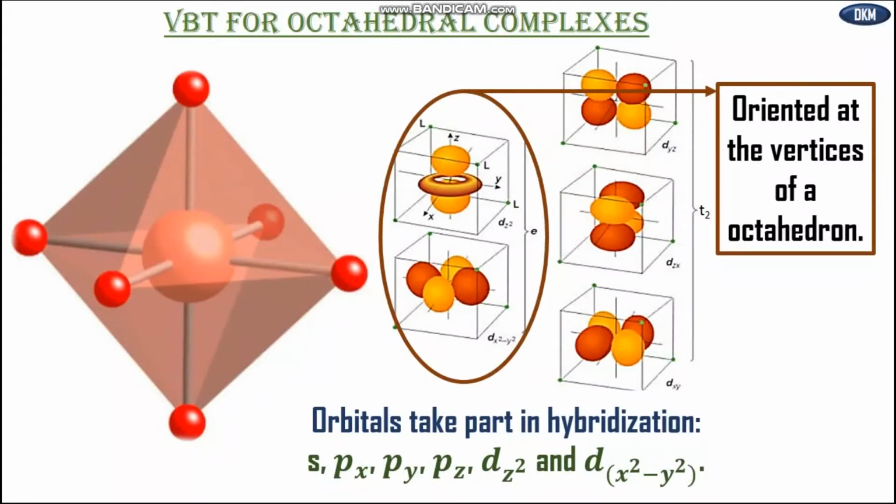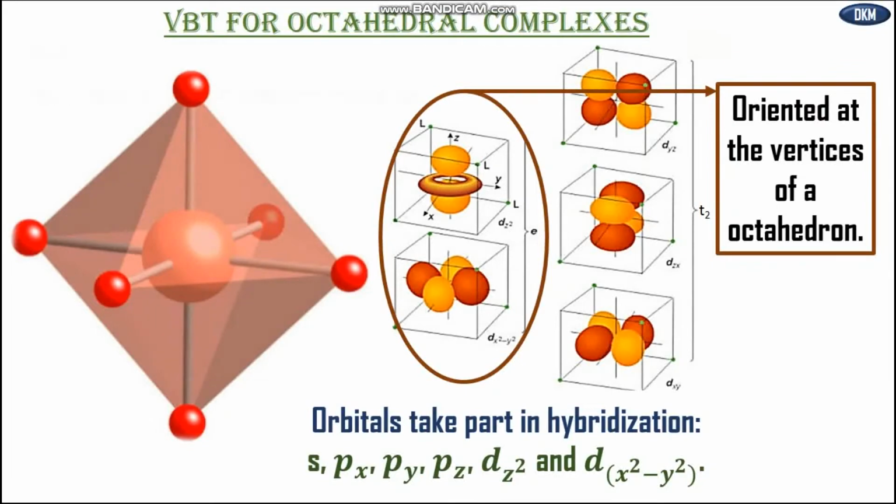One point should be noted here. For an electronic configuration, dz square and dx square minus y square orbitals may come from inner d subshell or outer d subshell, or maybe from both subshells.